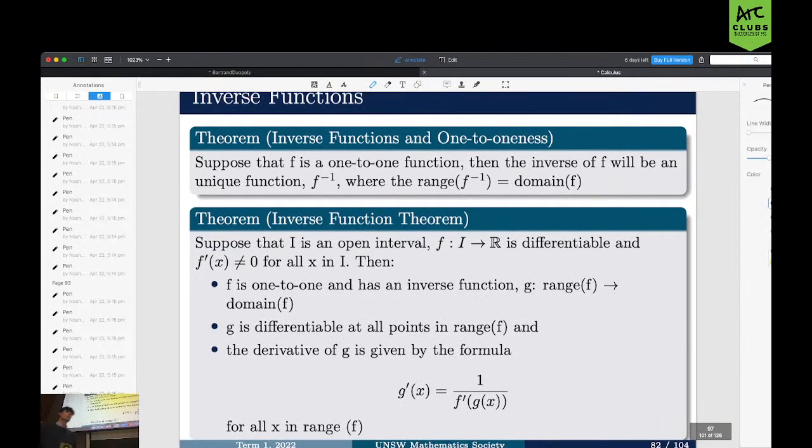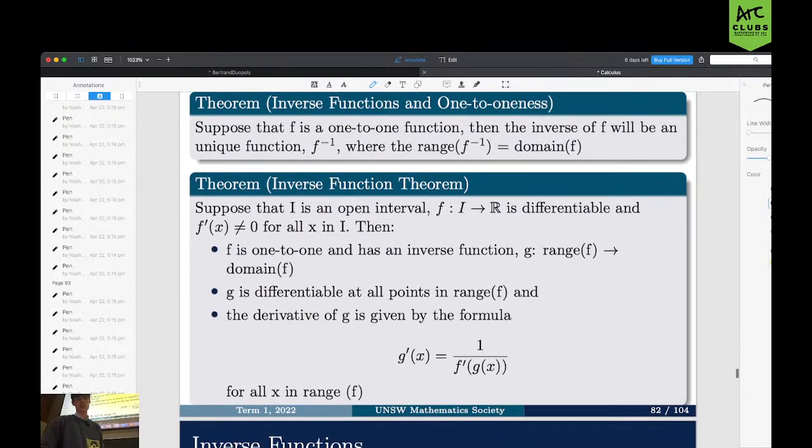So a bit of theory before we move on to the questions. Suppose that f is a one-to-one function, right? Then there exists its inverse, which is a unique function where the domain and range are swapped. And now we have the inverse function theorem. It says if I is an open interval and the function f goes from I to the real numbers, it's differentiable, and its derivative is always non-zero, then f is one-to-one, and it has an inverse function. So in other words, the function f is invertible.